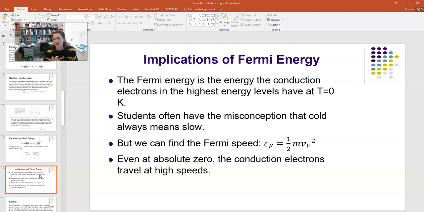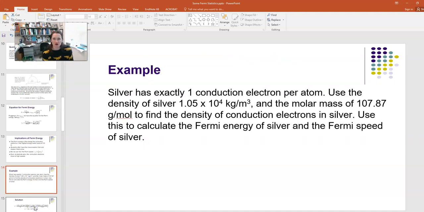So we can find how fast they're going, or at least a ballpark estimate of how fast they're going, by finding what's called the Fermi speed. We can set the Fermi energy, which we have an equation for, equal to a kinetic energy, and say that that's 1/2 m v Fermi squared, right? And then we can solve for v Fermi and find out a ballpark estimate about how fast they're going. So let's do an example problem of all this and kind of cement it in our heads.